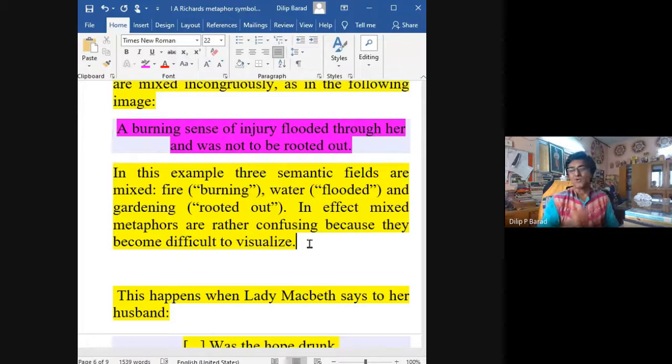And then rooted out. When I'm doing gardening work and I say that there were lots of weeds and I rooted out the weeds, I am actually doing that. It is not metaphor. But here it is not so. Here you want to remove something that is abstract, some kind of burning sensation, some kind of injury inside your mind. You want to root out, but you think that you will not be able to remove it. This is how you see this word. Burning, flooded, or rooted out can be metaphorically one thing, can be scientifically something else. Emotively, it speaks something else. Scientifically, they speak something else also.